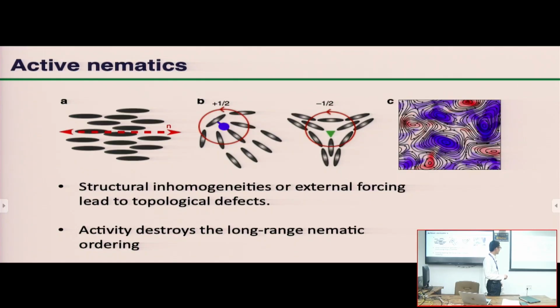As we talked about yesterday, often what you see is that the nematic area is dispersed. And what you see here is often active turbulence. So what happens in that case, if you look at this picture here, is that you do not have long-range nematic order anymore. What you have is very localized ordering, and on the large scales, you just see a chaotic flow pattern.